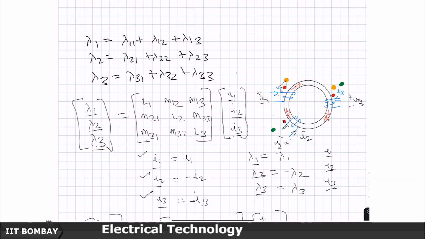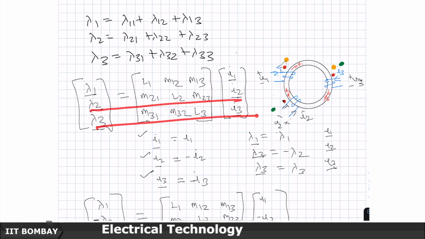Now, let us say I1 underbar, I2 underbar and I3 underbar are the currents which are assumed to be entering the respective dotted terminals. Then this is the corresponding flux linkages, which are also shown with lambda 1 underbar, lambda 2 underbar and so on. Then this lambda 1 underbar will be L1 times I1 underbar plus M12 times I2 underbar plus M13 times I3 underbar and so on. Similarly for this and similarly for this.